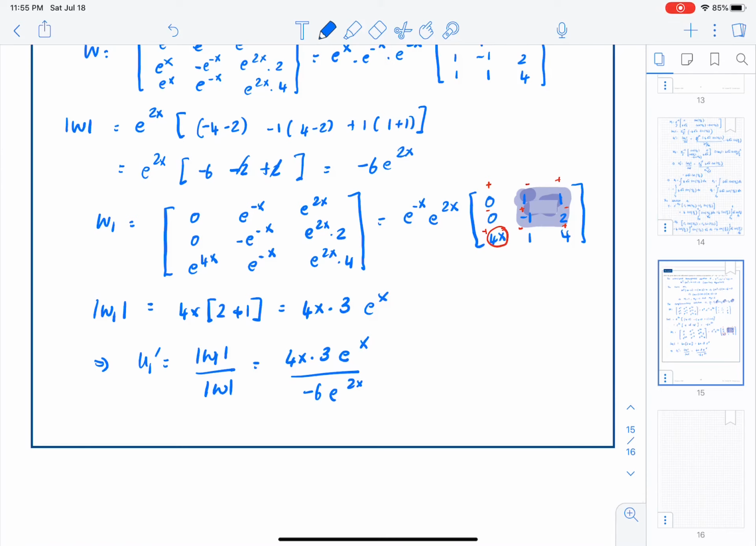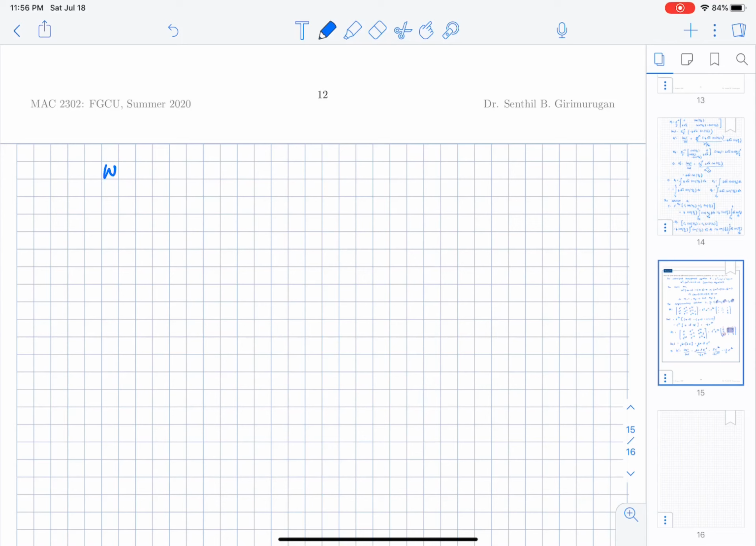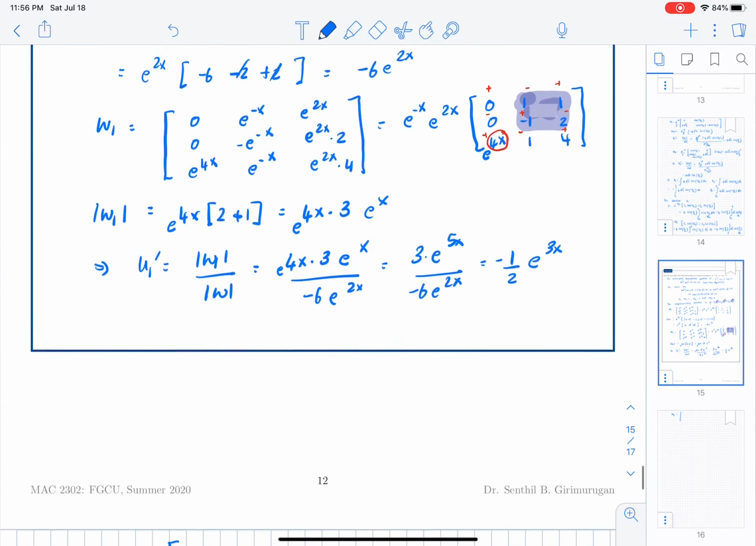I knew I was missing something here. That's not just 4x, it is erase 4x. Looked silly for some reason. So 3 erase 5x divided by minus 6 erase 2x. We have negative 1 over 2 erase 3x. The determinant of W2, we could find it first by finding the matrix.